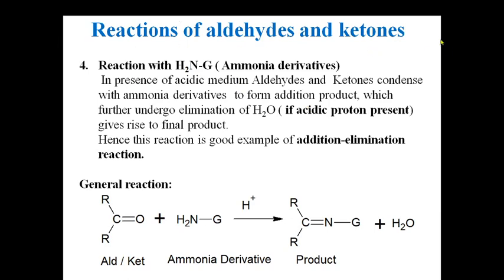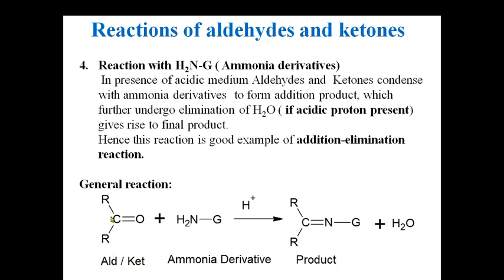Now the next reaction is the reaction of aldehydes and ketones with ammonia derivatives. In presence of a slightly acidic medium, aldehydes and ketones condense with ammonia derivatives to form an addition product. If an acidic proton is further present, it will undergo elimination of water to form such a type of product which contains a carbon double bond nitrogen. That's the imine type product. As this reaction contains both addition and elimination, it is known as the addition-elimination type reaction.